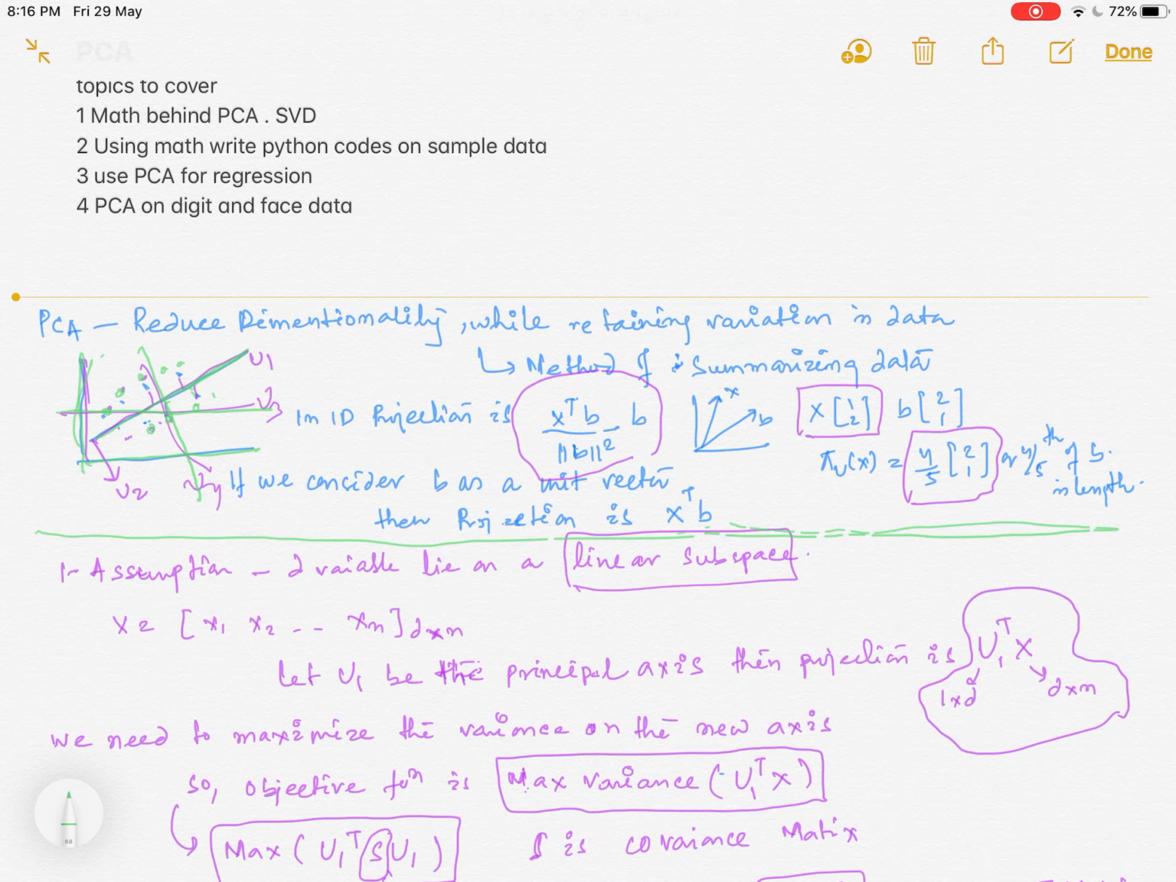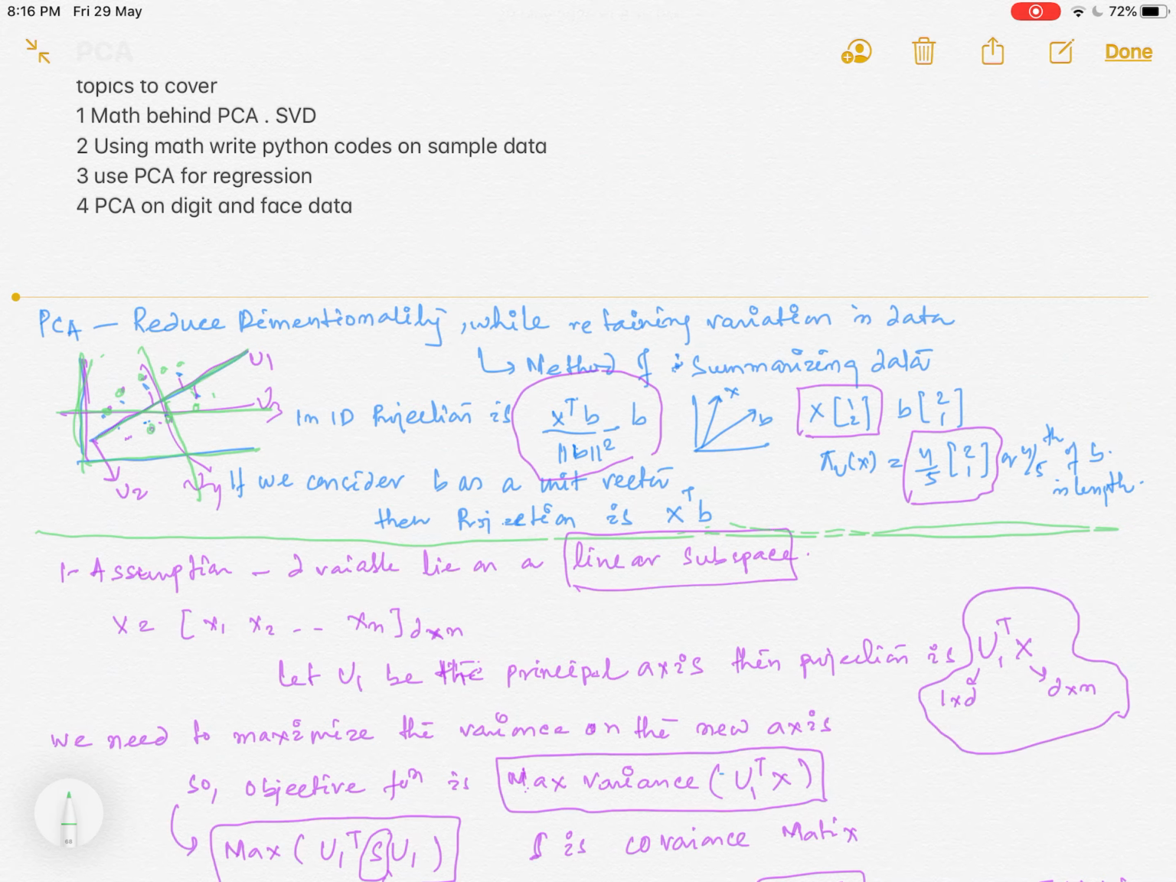Say d is 60-dimensional data, 60 attributes are there, but we will only pick 20 attributes and say that these 20 attributes define almost 80% of the information in the data, and the remaining 20% is noise. So the remaining 20% we can leave aside.